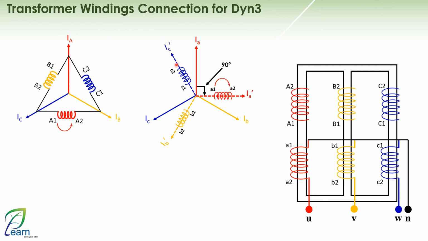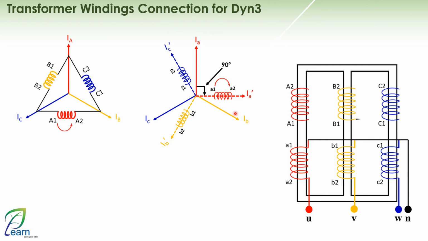As we can see, and regarding the delta, what will I do? As we can see, we will go for 11. I will notice here that B1 is connected with C2, and C1 is connected with A2, and A1 is connected with B2. The first thing I will connect is B1 with C2.